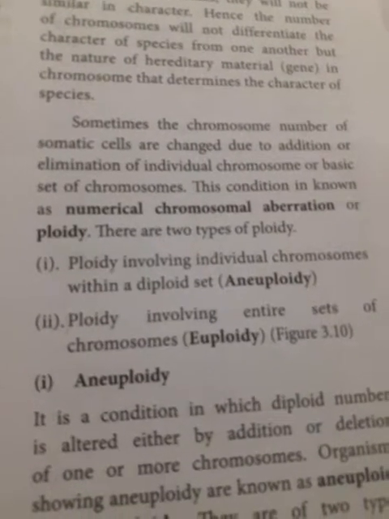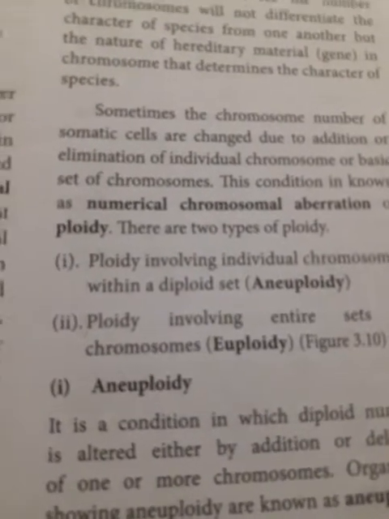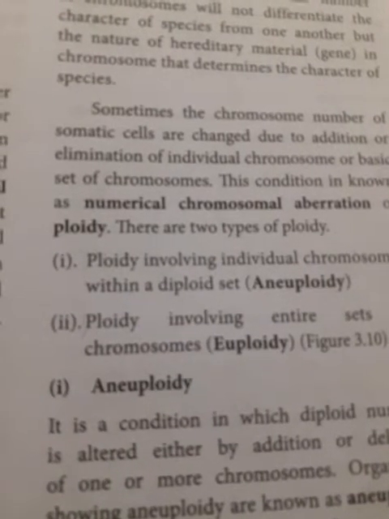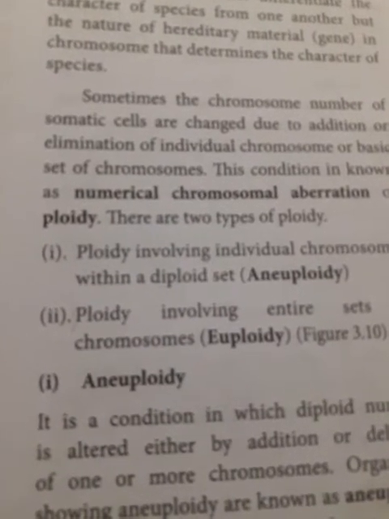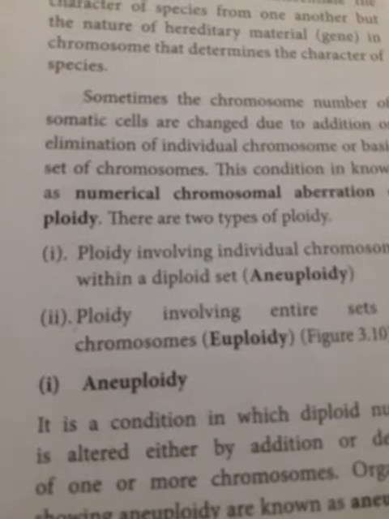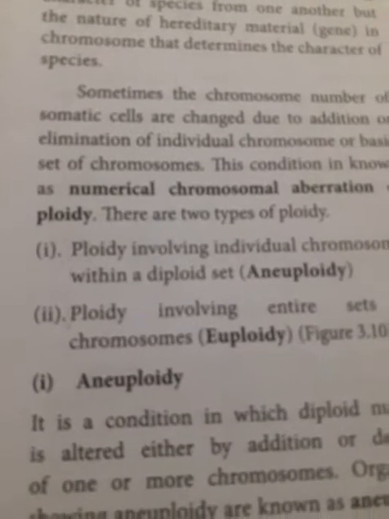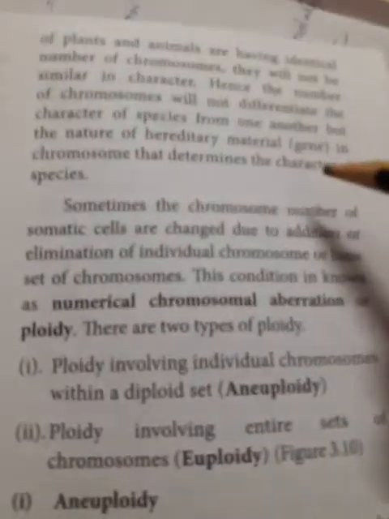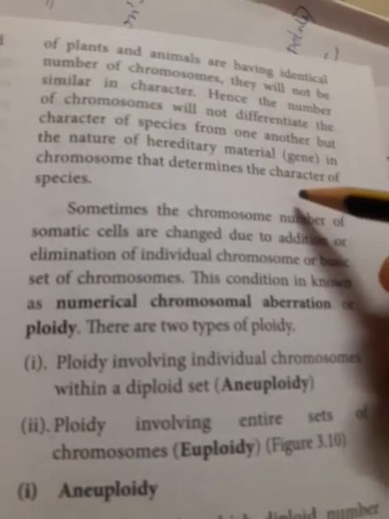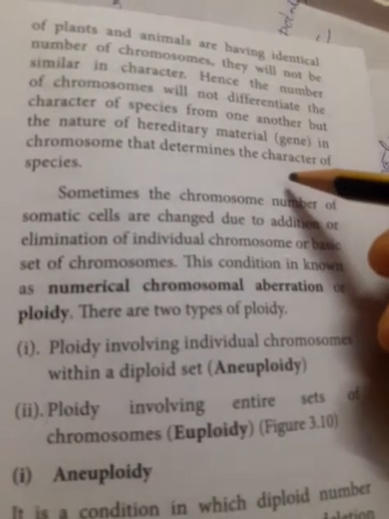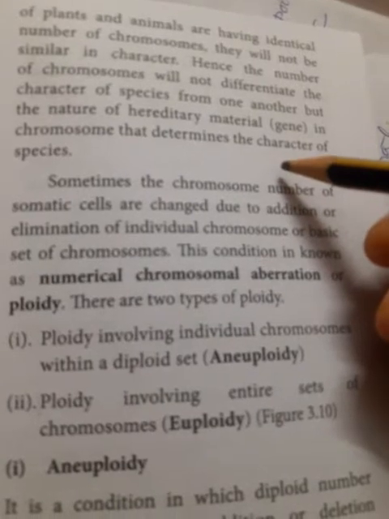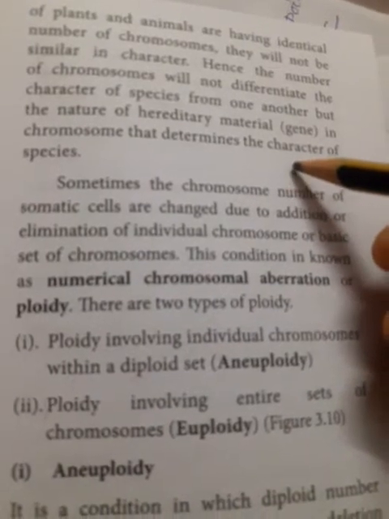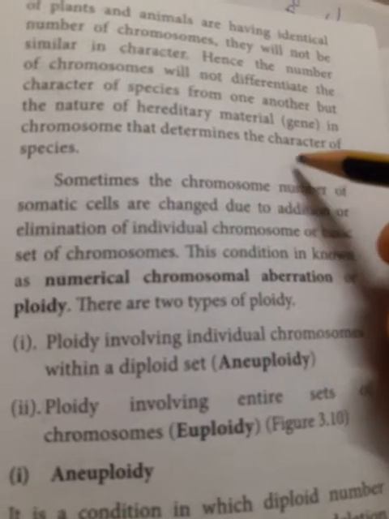Good morning, students. In the morning we had discussed chromosomal aberration, and chromosomal aberration may take place by number or by structure. Now we have come to the changes in number of chromosome. We have also discussed that two different species may have the same chromosome number, but they are different from each other because of the presence of hereditary material or genes on the chromosome.